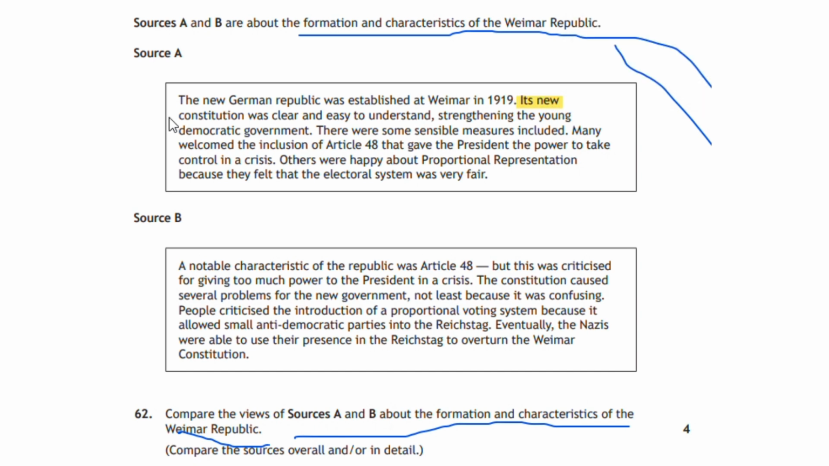I'm going to point out this one here. Its new constitution was clear and easy to understand, strengthening the young democratic government. If we look at source B below, it also mentions the constitution: the constitution caused several problems for the new government, not least because it was confusing. So we've got one point of comparison already. Source A is telling us the constitution was a good thing, clear and easy to understand, whereas source B is telling us it caused problems for the new government and was confusing. So we've got some opposites there. Clearly, these sources are going to disagree with each other.